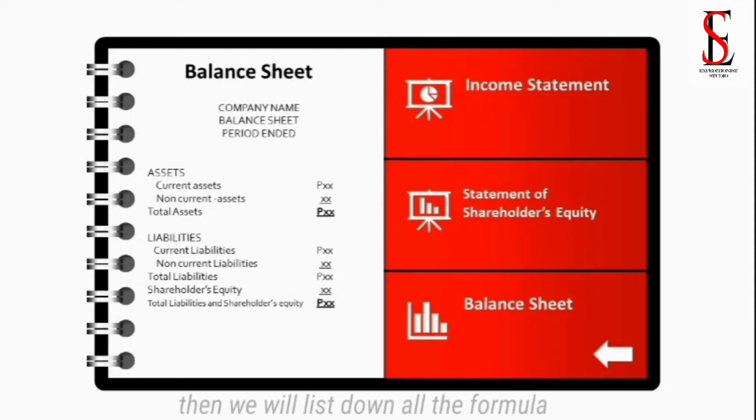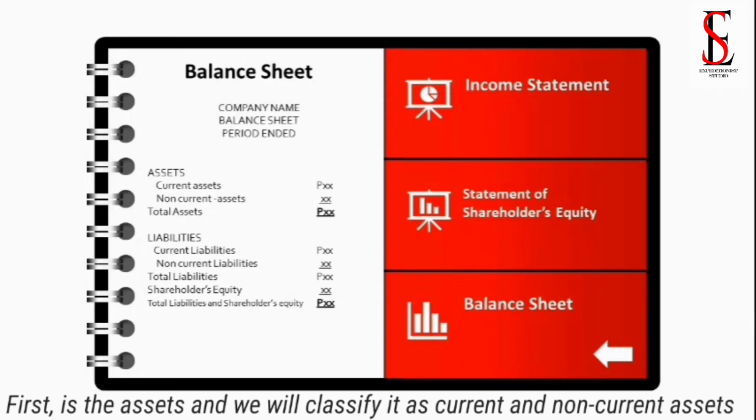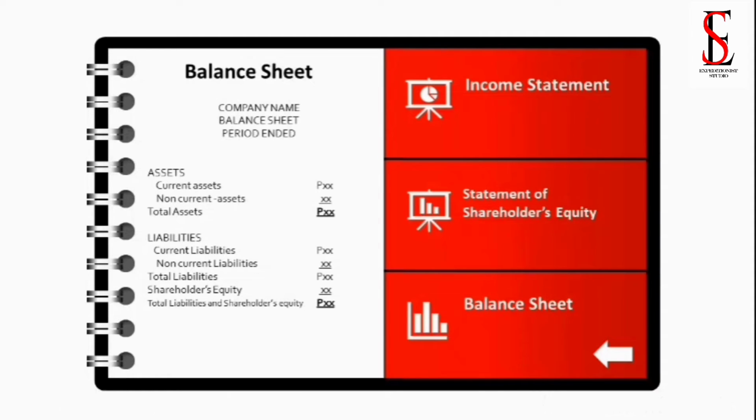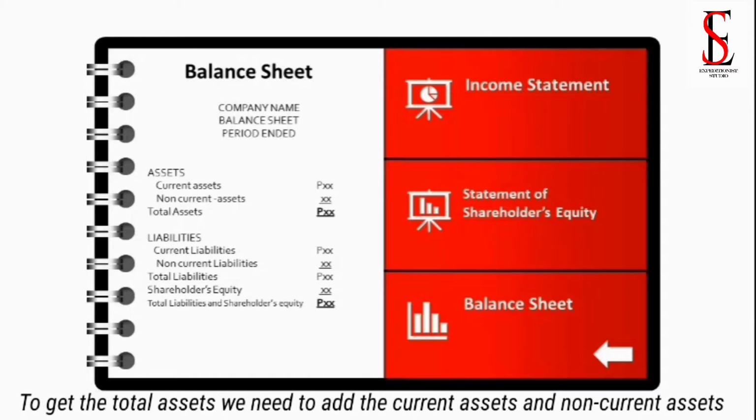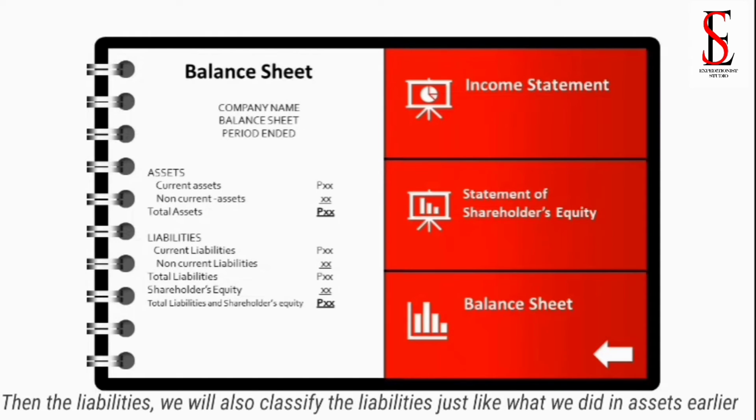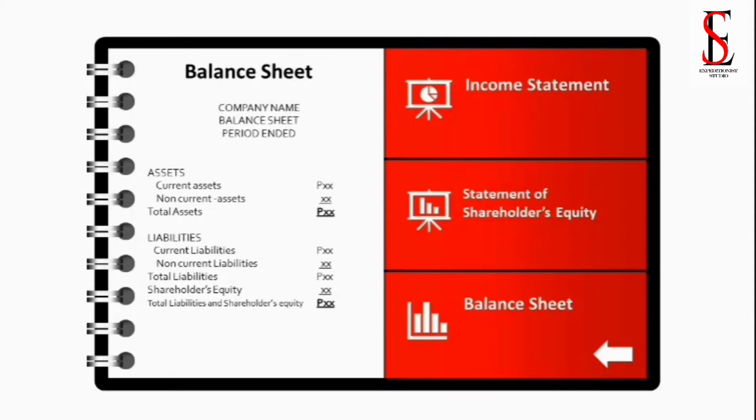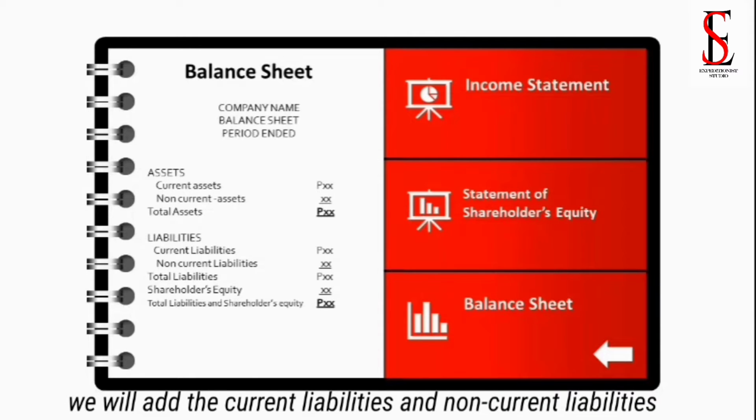So then we will list down all the formula. First is the asset, and we will classify it as current assets and non-current assets. So to get the total assets, we will add the current assets and non-current assets. And then the liabilities. We will also classify the liabilities, just like we did in assets earlier. So to get the total liabilities, we will add the current liabilities and non-current liabilities.